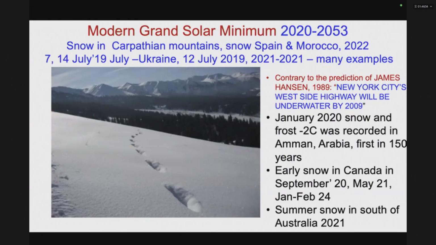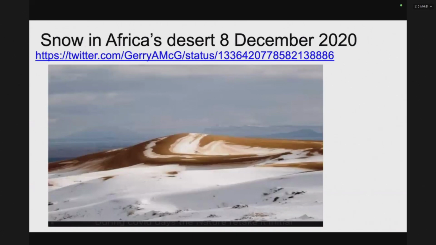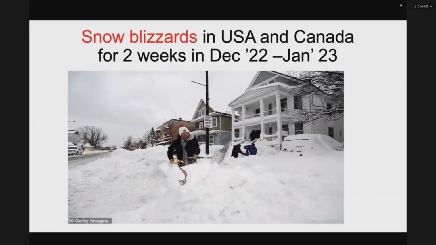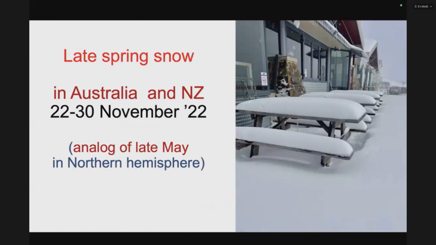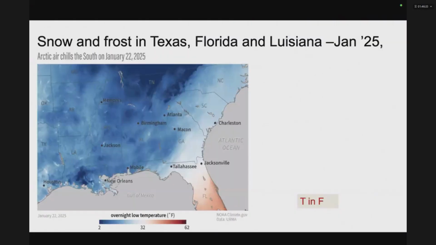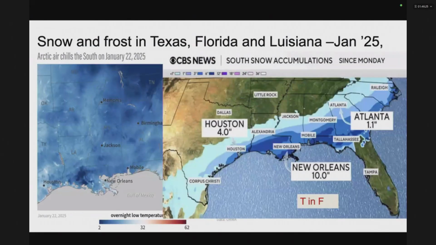There was summer snow in the south of Australia and South Africa, and blizzards in the US and Canada. This was the picture for 22 and 23, but this is Australian snow in late May, which, in the southern hemisphere, is like our late November. They never had snow in late May, but they had. And this is recent: this January, we had snow and frost in Texas, Florida, and Louisiana. And the temperature was -11. The whole Gulf area was affected by strong snow and frost.